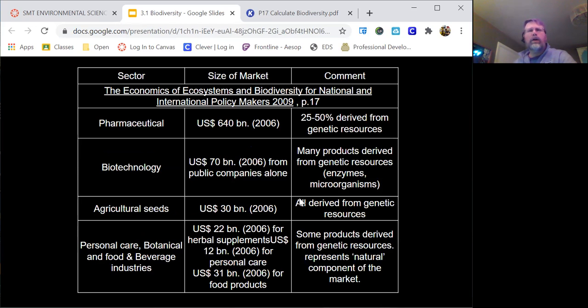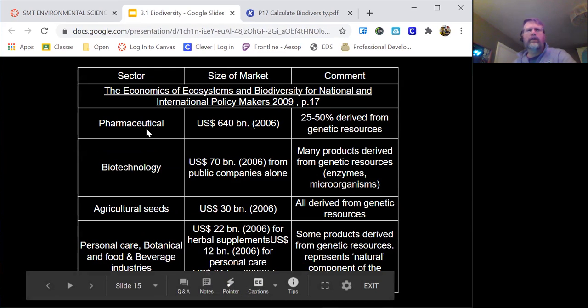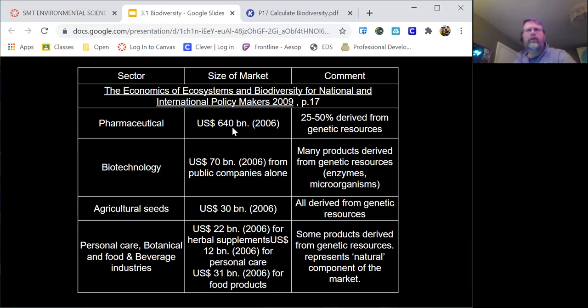Biodiversity is also important for our own human health and our economy. If you look at this 2009 report, we see that pharmaceuticals like medicine make up a $640 billion economy based on deriving genetic resources from different ecosystems. It's important to note that the Amazon rainforest has the greatest genetic diversity, so it is the greatest source of genetic material to make medicines out of.